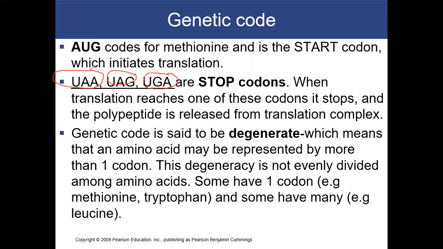Genetic codes are also said to be degenerate. Degenerate simply means that an amino acid may be represented by more than one codon. I said this before. Degeneracy doesn't only apply to the codes, but also the amino acids, because some amino acids have one codon, for example, methionine, while some may have numerous codons, for example, leucine.